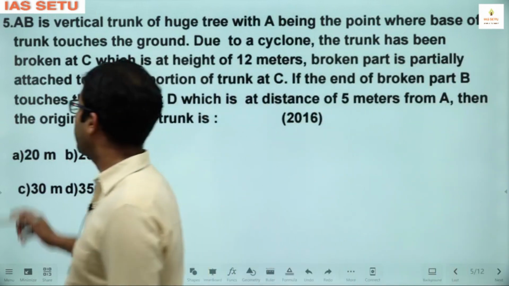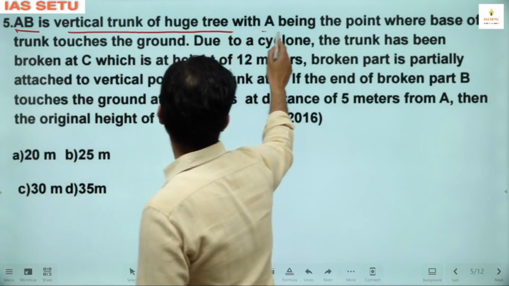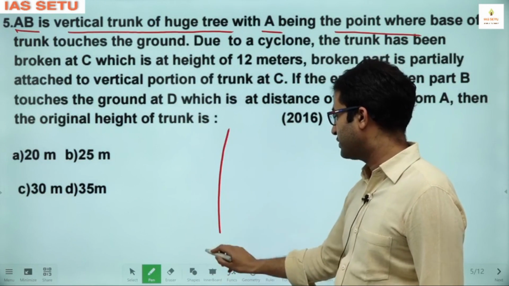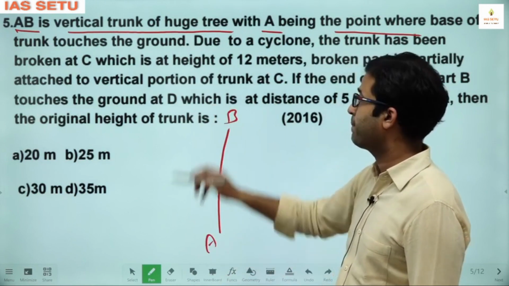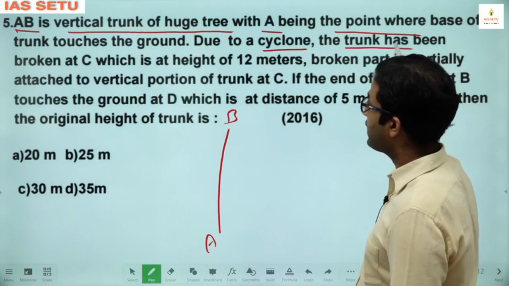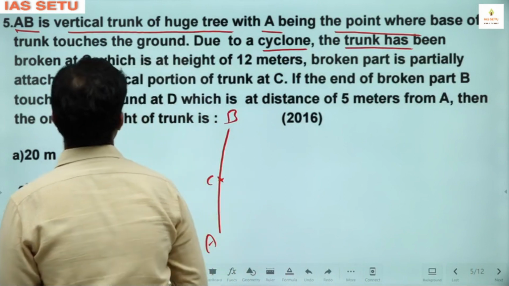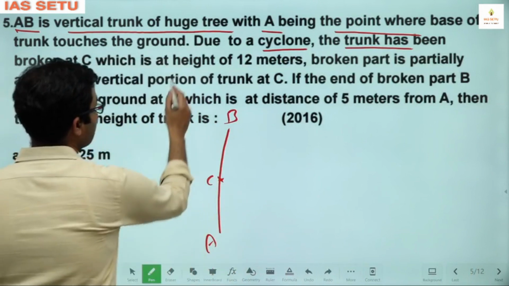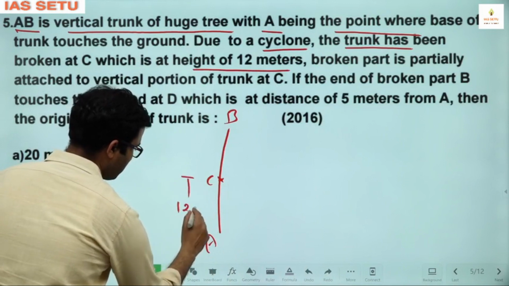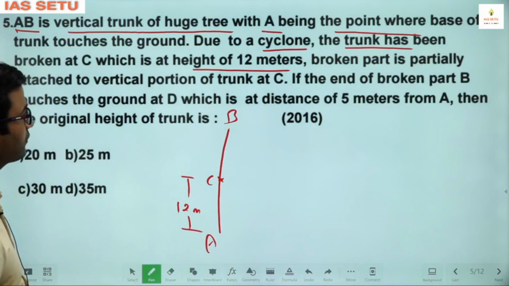Question number 5. AB is the vertical trunk of a tree, with A being the point at the base of the trunk. So this is A, this is B. A touches the ground. Due to a cyclone, the trunk has been broken at C, which is at a height of 12 meter. At the height of 12 meter, this tree trunk is broken.